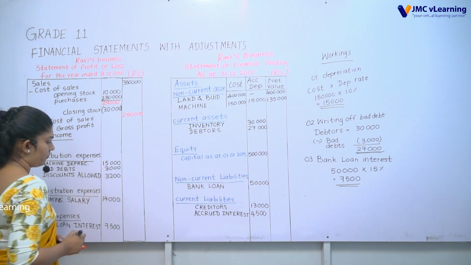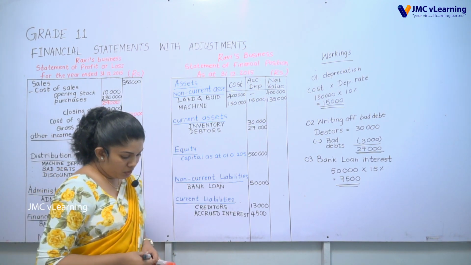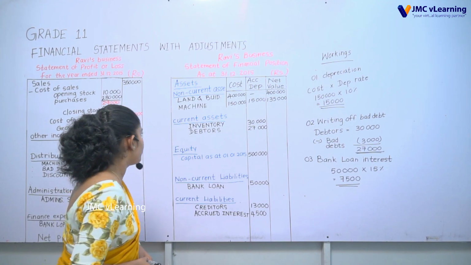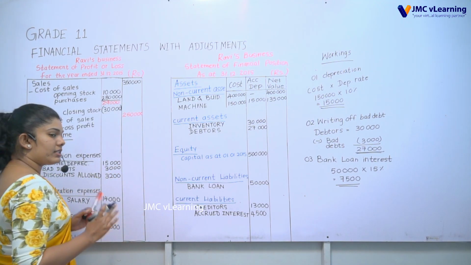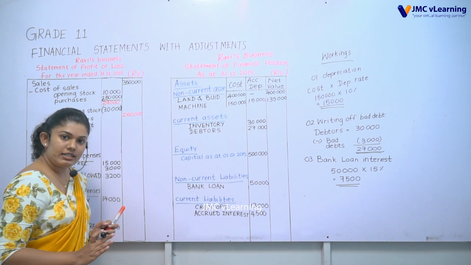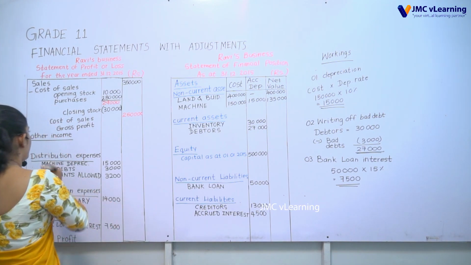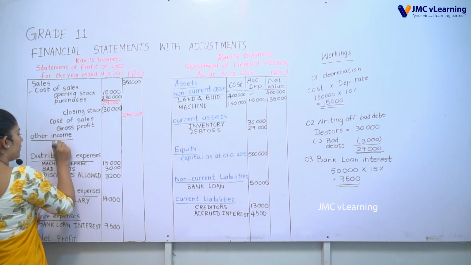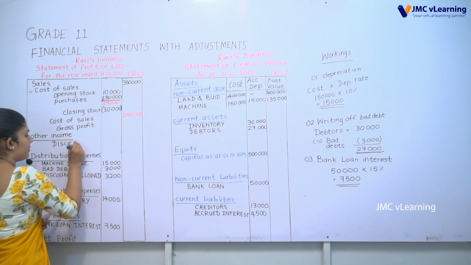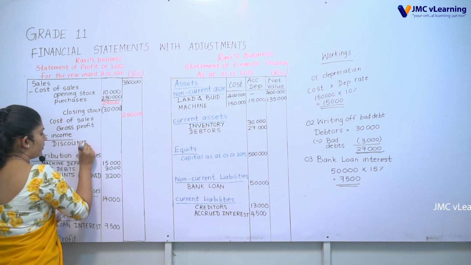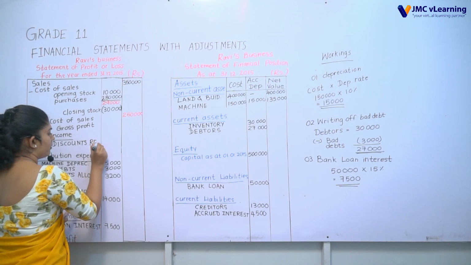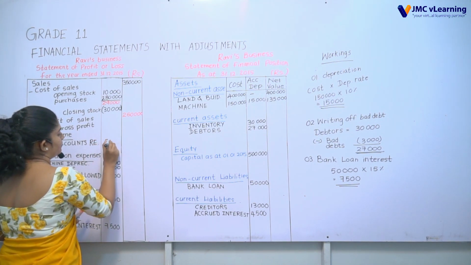$3,200. Next, discounts received 5,000. Discount received we consider as an other income. Therefore, under other income, discounts received 5,000.